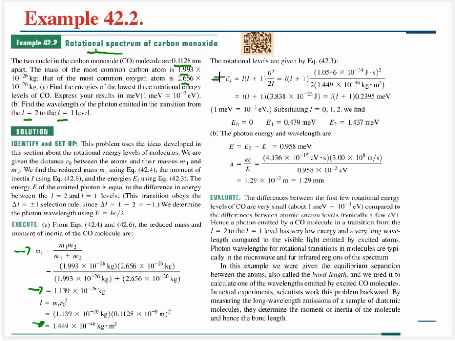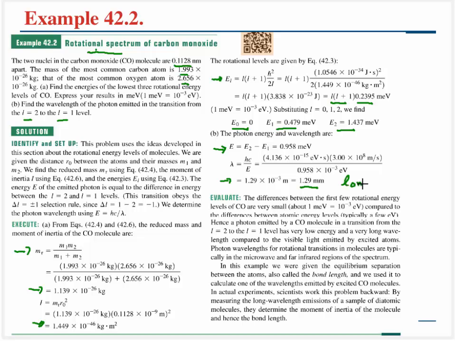Then we can come up to equation 42.3 and plug in for the energy levels, and it's going to be 0.23 milli electron volts multiplied by our L values. Then we'd say, okay, L is equal to 0 is going to be E is equal to 0, L is equal to 1 would give us that, and L is equal to 2 is going to give us that. Now, what type of wavelength would give us a 2 to 1 transition? Well, that's just going to be the difference between the two energy levels. You calculate that out, and that's going to be 1.29 millimeters.